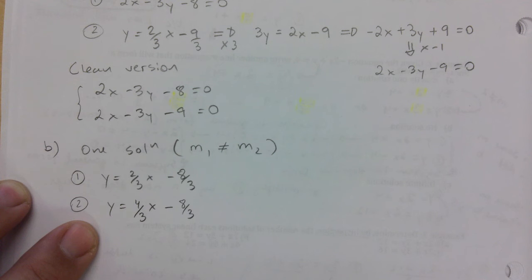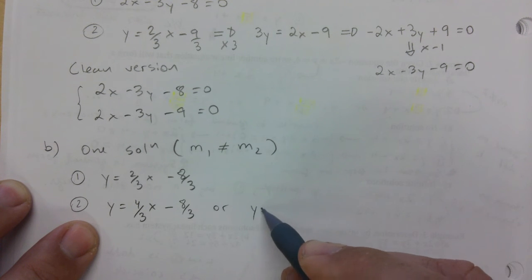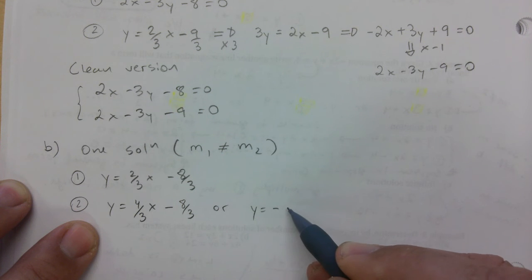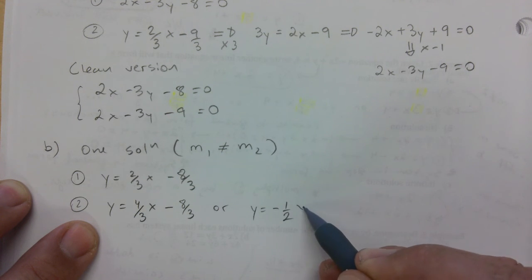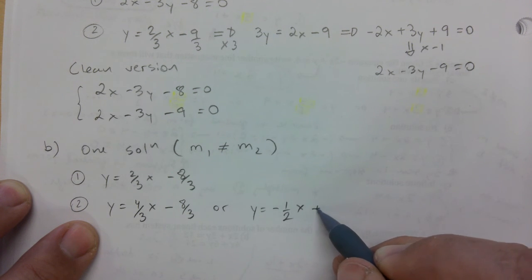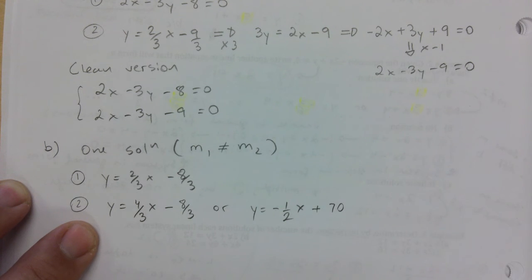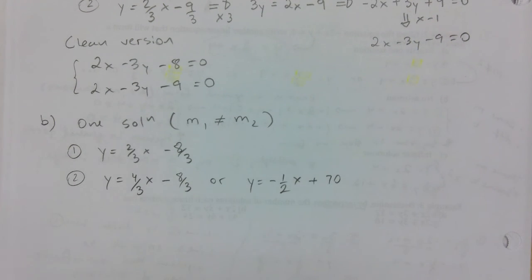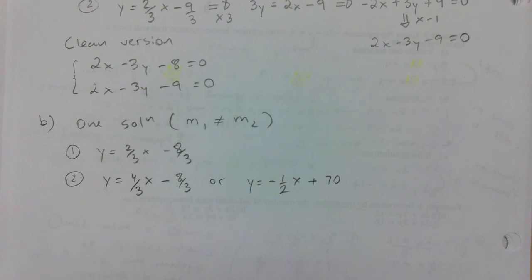Hey, I use the same y-intercept. Doesn't matter, right? Or y is equal to negative 1/2 x plus 70. Sure, you choose. Fraction, no fraction, it's up to you. And the list goes on, right? There are a lot of ways you could write the second equation so that you have one solution.